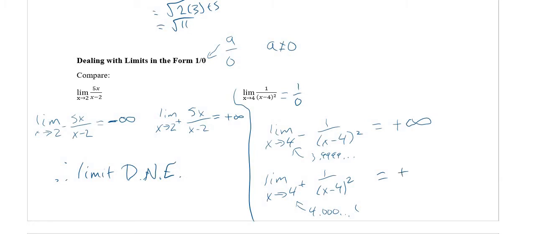We get positive infinity. So in this case, because the left-hand and right-hand limits both approach infinity, we can say, therefore, the limit as x approaches 4 of 1 over (x minus 4) squared is equal to positive infinity. Or we could write just infinity, but positive infinity is equally correct.